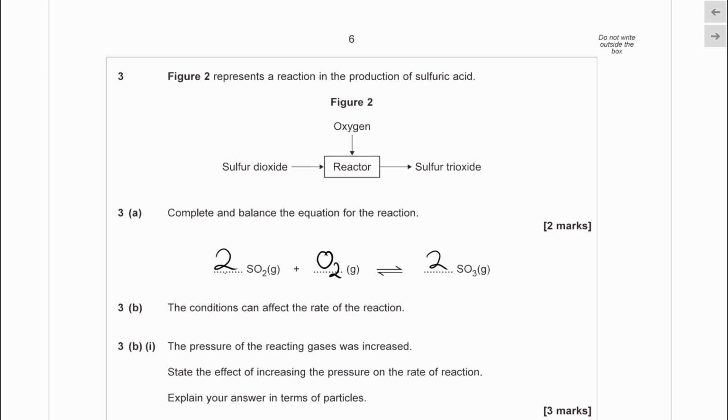But now we have 1, 2, 3, 4, 5, 6 oxygens on the left-hand side and 1, 2, 3, 4, 5, 6 oxygens on the right-hand side. This is now completely balanced.